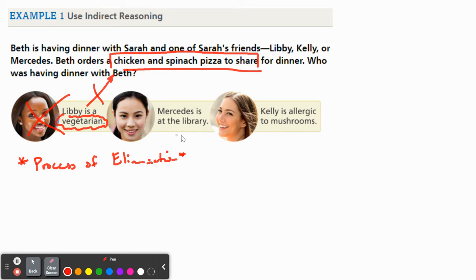All right. Next, let's talk about Mercedes. So Mercedes is at the library. Now, it doesn't tell you the location of where this dinner is occurring, but I don't believe that they're having dinner at a library. I think they're at a restaurant. So because Mercedes is at the library, she can't be at dinner. It's not Mercedes. Therefore, Kelly must be the one. And all you know about Kelly is that she's allergic to mushrooms. Well, there's no mention of mushrooms on this pizza at all. So I believe that Kelly is at dinner.